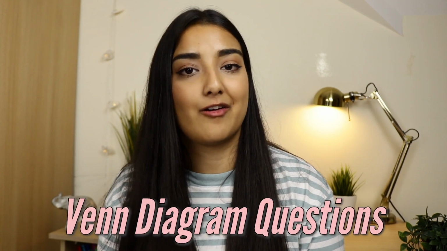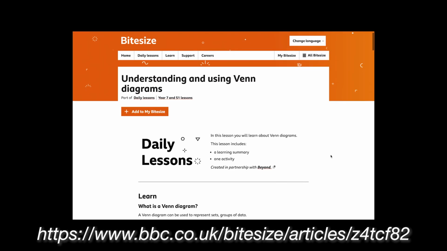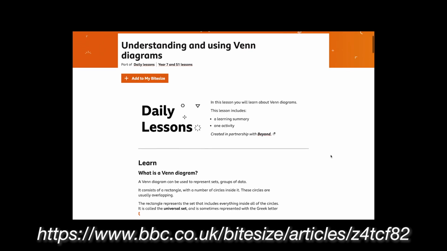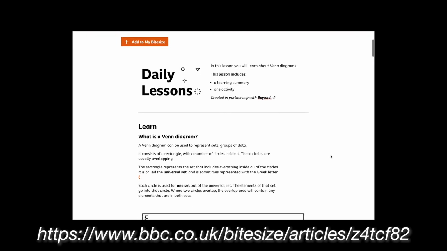And the next type of question I want to talk about is Venn diagram questions. So for these questions, you definitely need to have an understanding of how Venn diagrams actually work. So once again, BBC Bitesize has a great page on this summarising everything that you need to know if you do need to remind yourself on Venn diagrams.